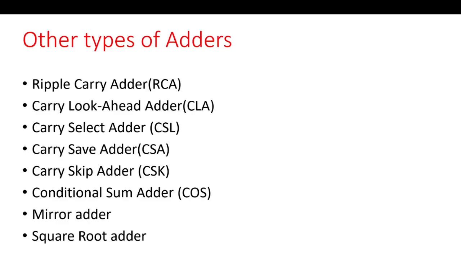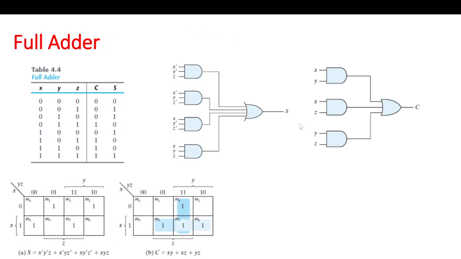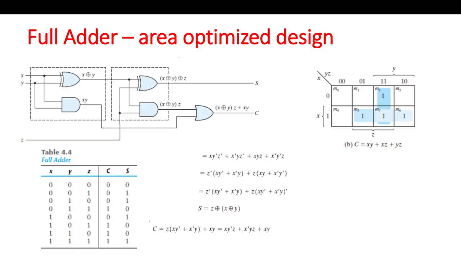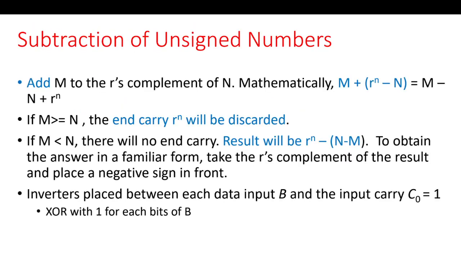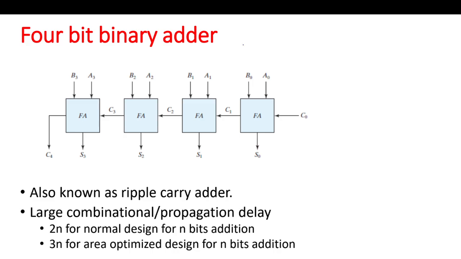So other types of adders include ripple carry adder, carry look ahead adder, etc. So till now we have seen the full adder and its optimization, that is using 2 half adders to design a full adder and a 4-bit ripple carry adder. Now, this performs only addition, so we can say it's an unsigned addition.